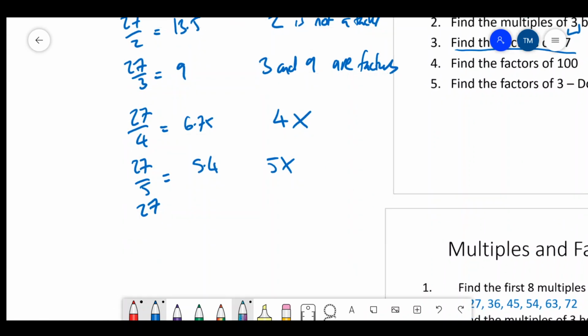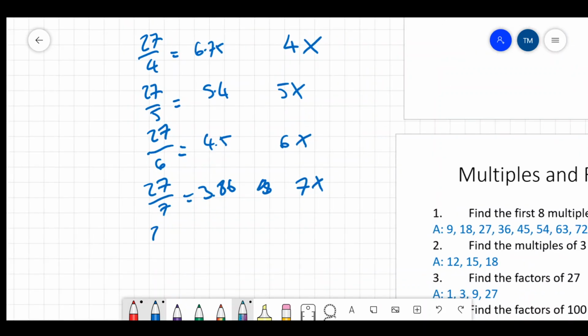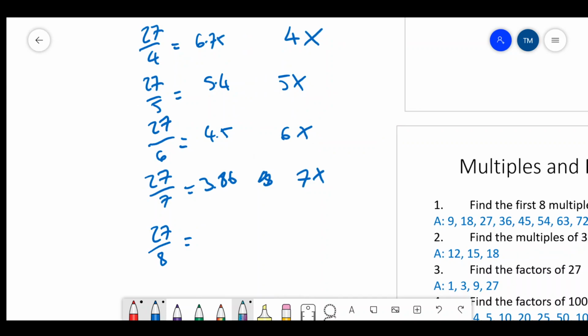27 divided by 6 is equal to 4.5, so 6 is not a factor. 27 divided by 7 is equal to 3.86, so 7 is not a factor. 27 divided by 8 is equal to 3.375, so 8 is not a factor.